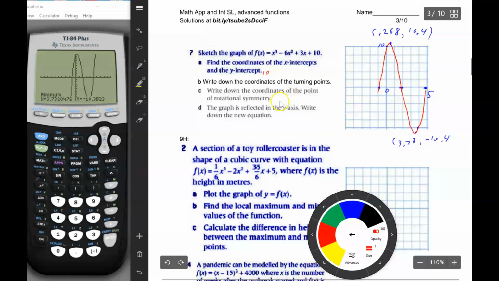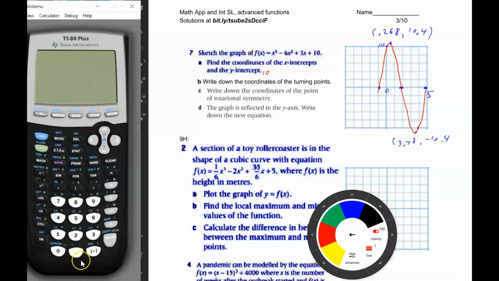Write down the coordinates of the point of rotational symmetry. I forgot to talk about that in the investigation. So the way you can find this middle point of rotational symmetry is you could take the midpoint of the maximum and the minimum. Okay? So what you could do is you could take the average of 0.268 and 3.73. So let's do that first. Because finding the midpoint, you basically take the average of the x's and you take the averages of the y's.